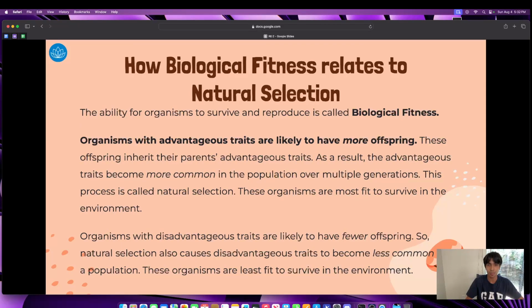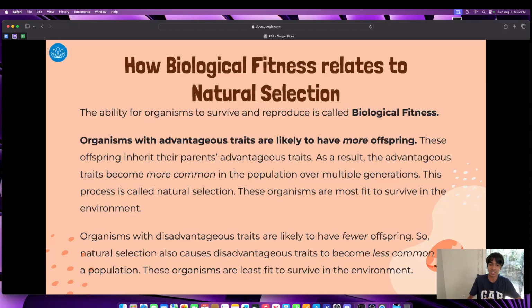So here's how biological fitness relates to natural selection. The ability for organisms to survive and reproduce is called biological fitness. Organisms with advantageous traits are likely to have more offspring. These offspring inherit their parents' advantageous traits, and as a result, the advantageous traits become more popular or common in the population over multiple generations. This process is another example of natural selection, because the organisms most fit to survive in the environment will have more and more offspring, and those offspring take up a larger space in the population, making up a higher percentage of that population.